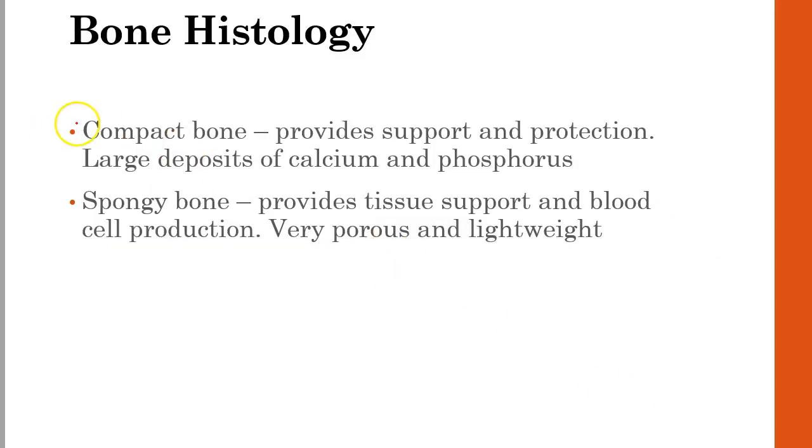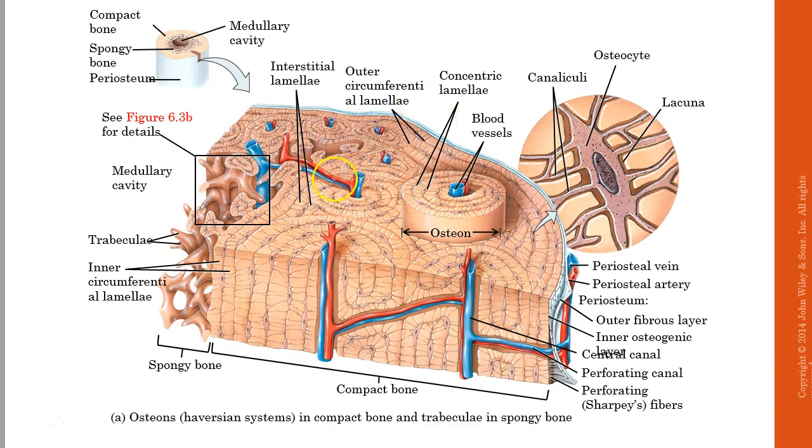Okay, so here we will see the difference between compact and spongy bone. Again, compact, a lot of calcium and phosphorus. This is going to help with support and protection. Spongy bone, more of an airy type of structure, a lot more porous and lightweight. We're having blood cell production take place here. So we see compact bone, which is all through here, and here is that osteon we talked about. This is going to be the main difference between compact and spongy bone.